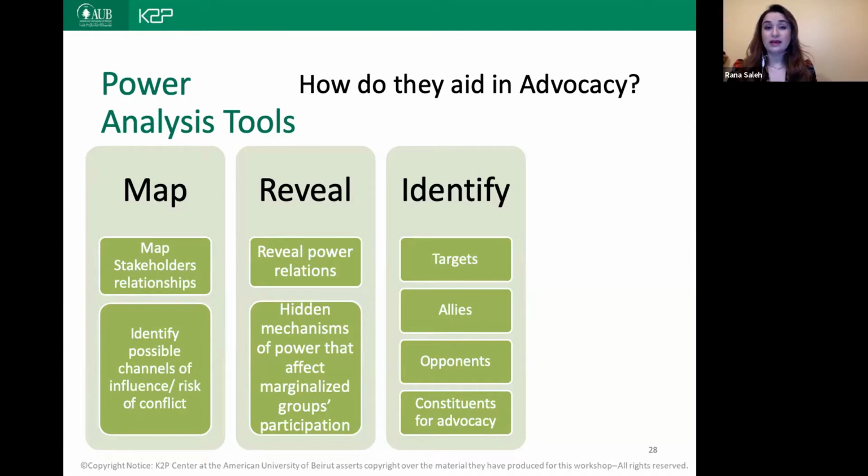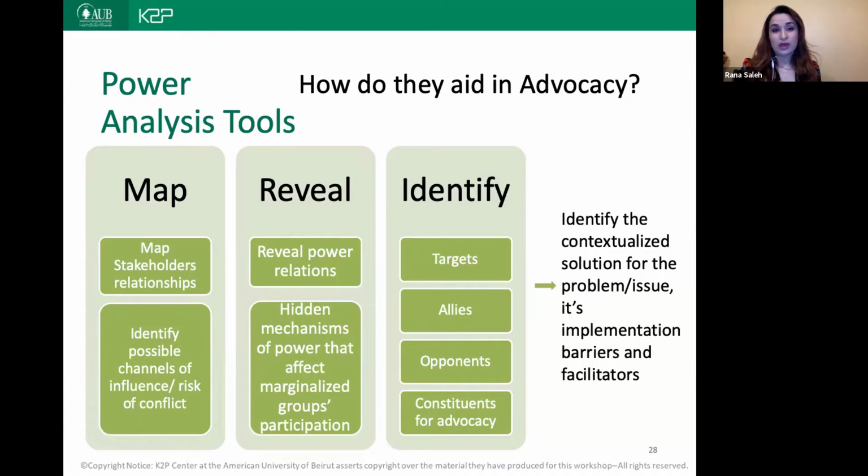And then it can guide us through revealing their power and identifying who would be our allies and who would be our opponents. Ideally, a proper understanding of the stakeholders and the political landscape will help us identify the best contextualized solutions and the framing of those solutions. And this is very important. I will go through examples of why framing can be very important.